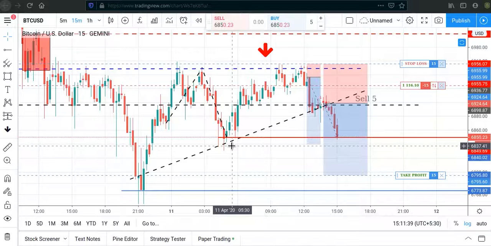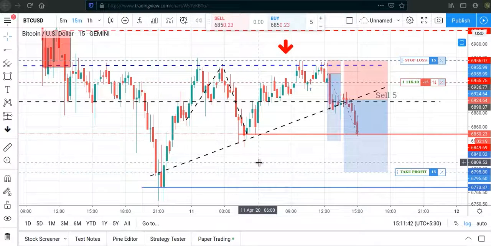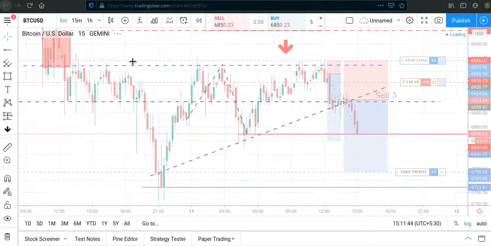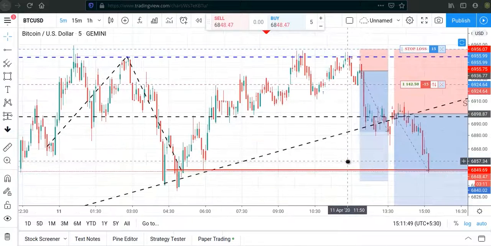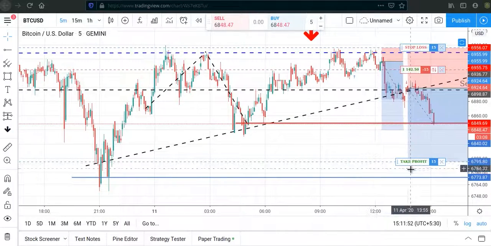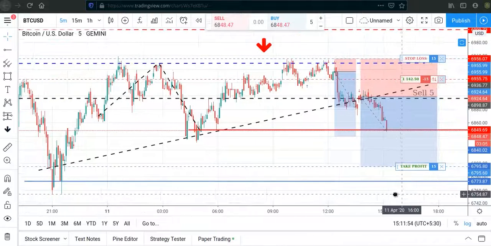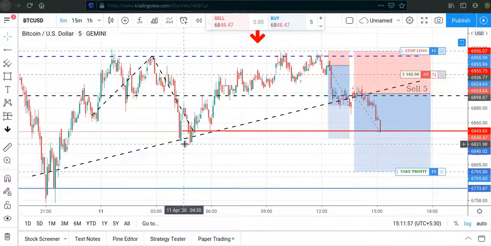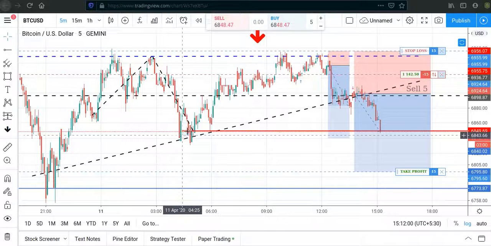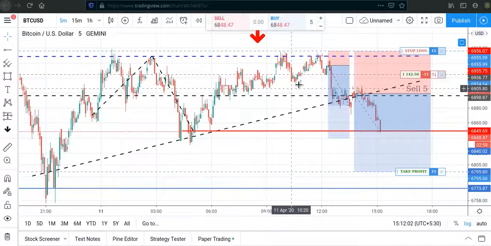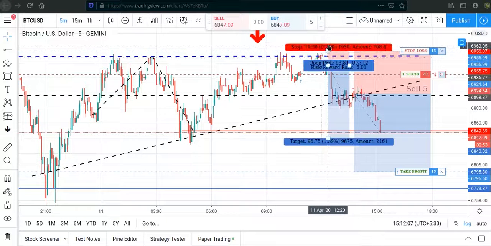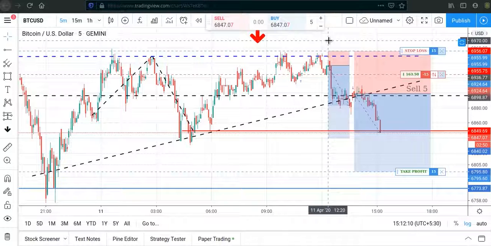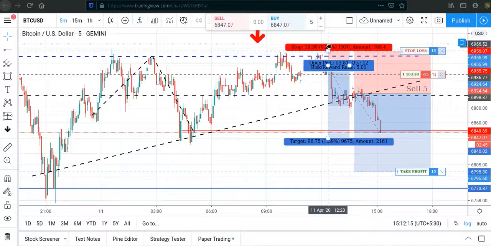We can see that clearly once we go to 5 minutes. Okay, hope this is clear now. So this was the V, and this was all the pullback after the V, and this was the initial buy trade. This was where I exited, and this is where I got in for the second time on the sell side after this green candle.